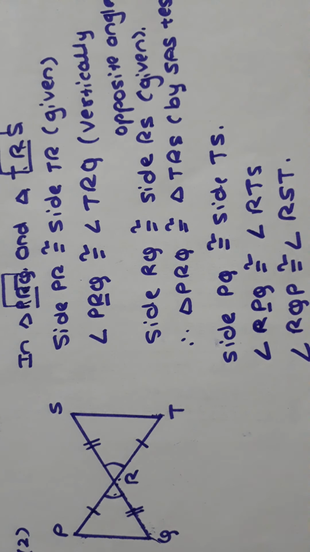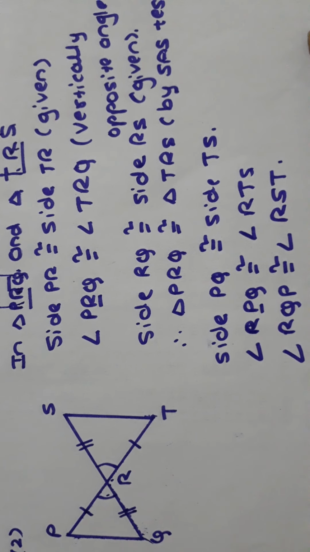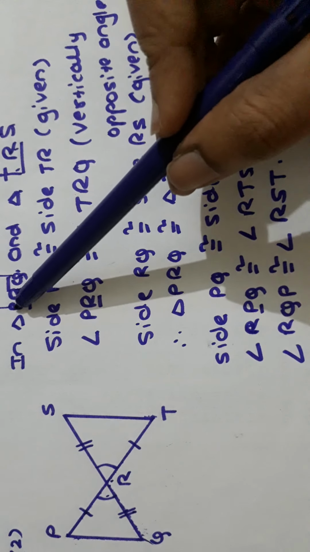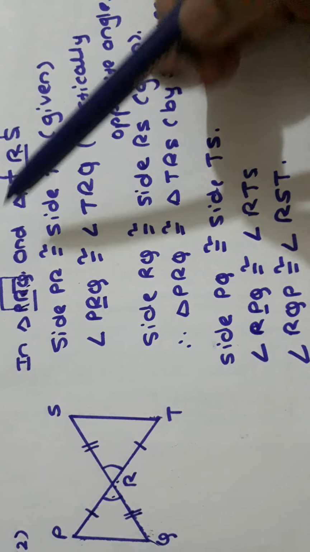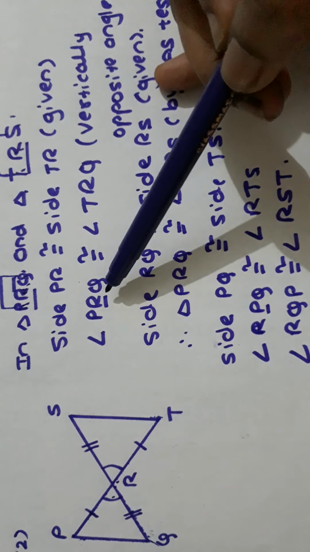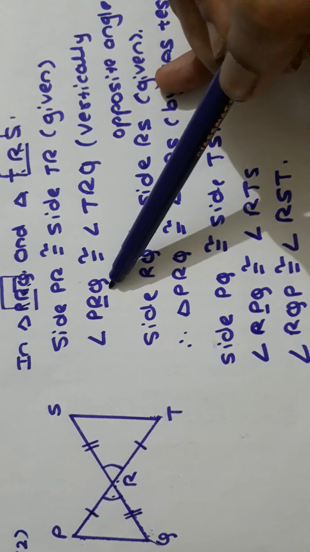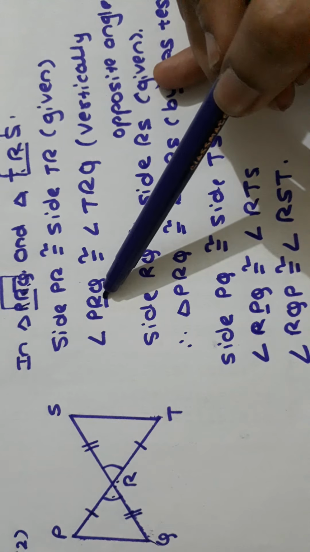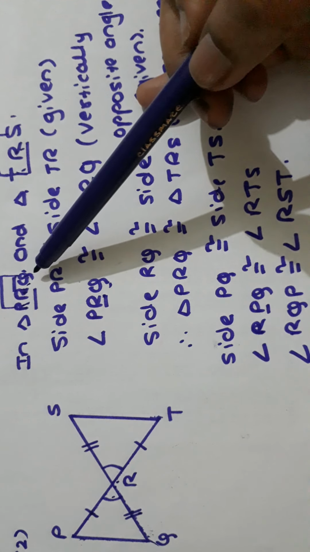Only two congruent parts are given in the question. For the third congruent part, we have taken vertically opposite angles, because whenever the triangles are in this form, we always get vertically opposite angles. And for the remaining congruent part, we have already taken two sides, and the remaining side is PQ. So PQ is congruent to TS. And we have taken one angle to show that both the triangles are congruent, so remaining two angles are left. Here we have taken angle R, so angle P and angle Q are left.